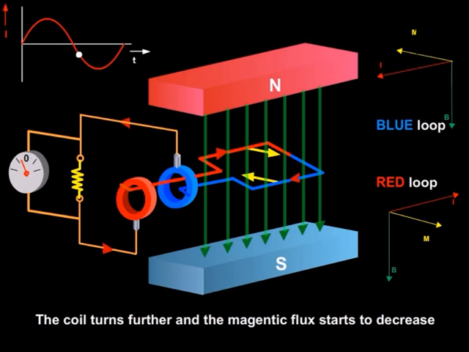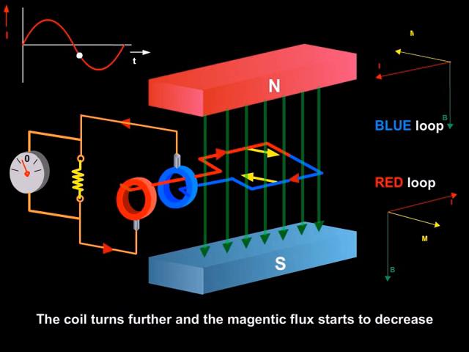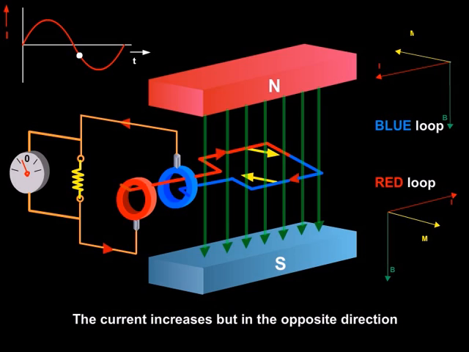The coil turns further. The magnetic flux associated with the coil decreases and the rate of change of flux increases. The induced current in the coil increases, but this time in the opposite direction.